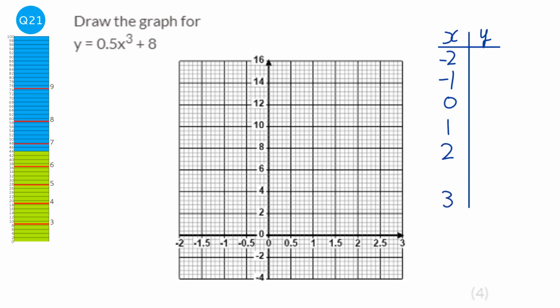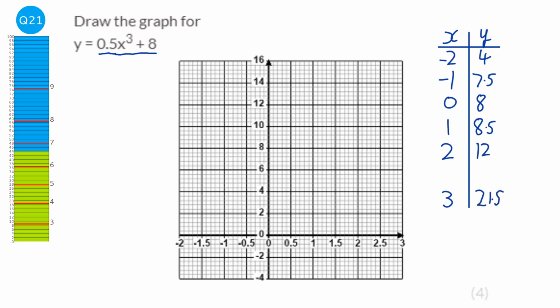So what I'm going to do is type these into a calculator. I'm going to type in 0.5 times brackets minus 2 close brackets cubed plus 8 into the calculator, and that gives me the answer of 4. I'll do the same with minus 1, that gives me 7.5, 0 gives me 8, 1 gives me 8.5, 2 will give me 12, 3 will give me 21.5.